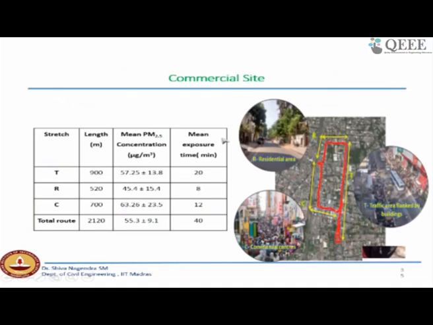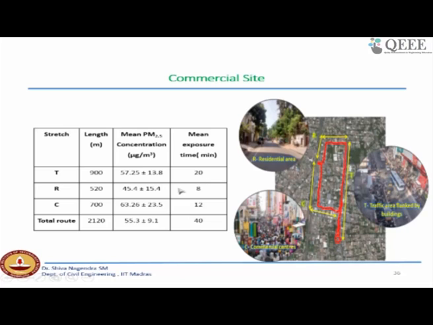So we did measurements at different places: a commercial site, a residential site, a dump site, and a background site. Within the commercial site, we selected a stretch with significant traffic, an area dominated by residential activity, and an area dominated by commercial activity. So this is the length of the road. The traffic side is about 900 meters, the residential side is about 520 meters, and the commercial site is about 700 meters.